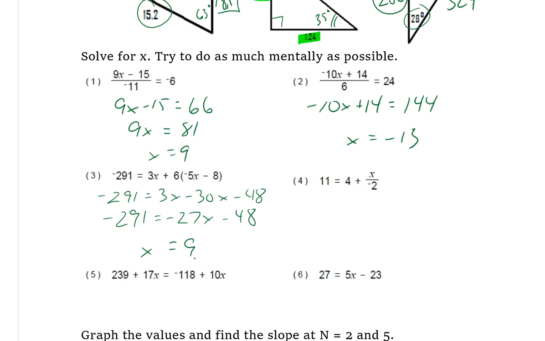Okay, and next, number 4. First thing I'd want to do is subtract 4 from both sides. That would leave me with 7 is equal to x over minus 2. This one's pretty easy. Multiply by negative 2 on both sides, and of course x is equal to negative 14. Alright, so next one, again, is more of a combine like terms type thing. So I would add 118 to both sides.